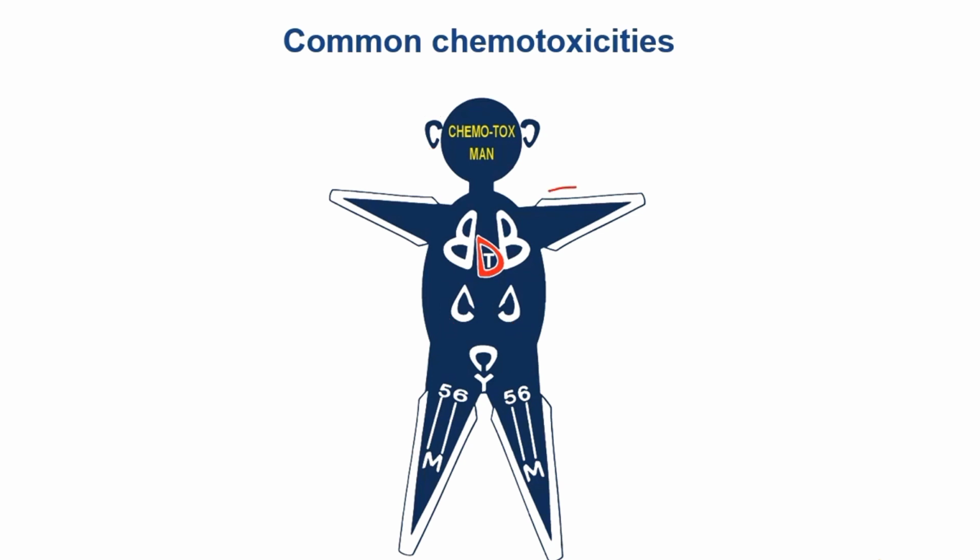Next up, we note all the extremities are shaped like V's. This is for vincristine, which causes that peripheral neuropathy with paresthesias. Then we note the lungs are two large B's. What could these be representing? These B's denote pulmonary fibrosis caused by bleomycin as well as busulfan.